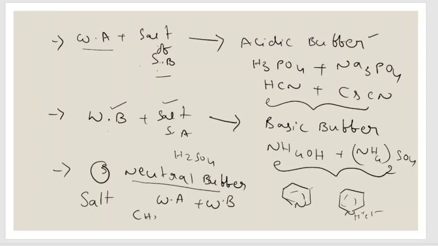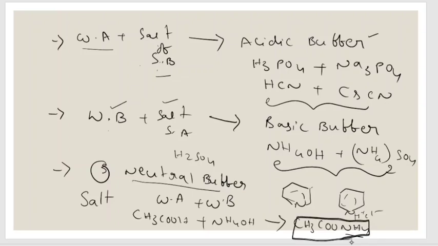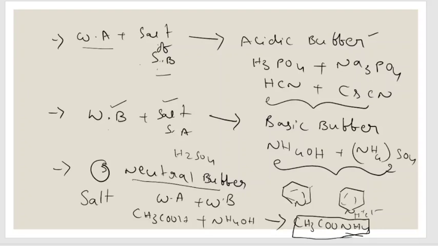Suppose we consider the weak acid CH3COOH and the weak base NH4OH. The combination of these two readily produces CH3COONH4, which is called ammonium acetate. Ammonium acetate is the salt of a weak acid and a weak base, and in the last video we already discussed that it can undergo either cationic hydrolysis or anionic hydrolysis. Due to that, it can resist the change in pH after adding a small amount of acid or base to it.